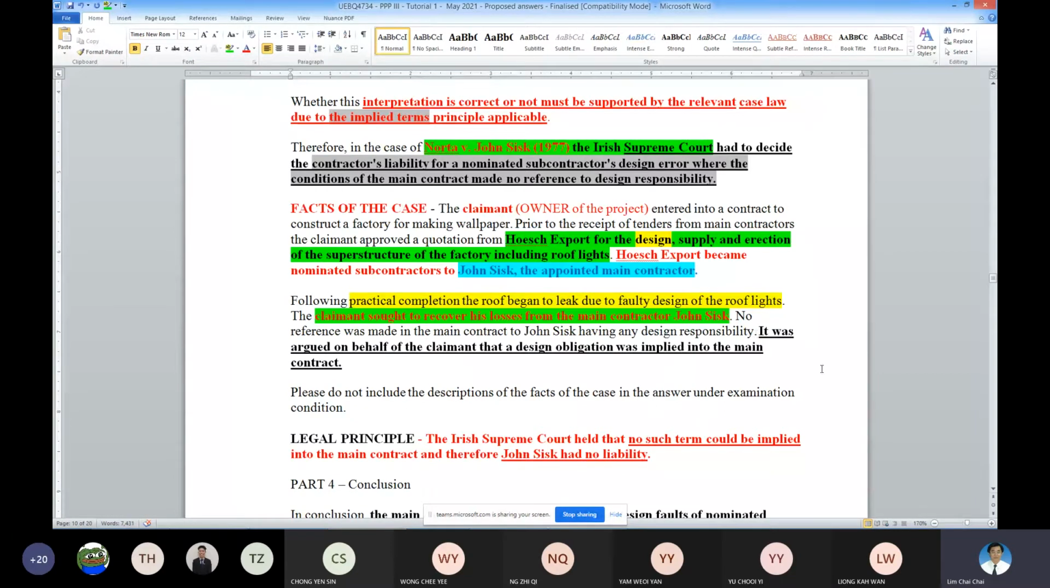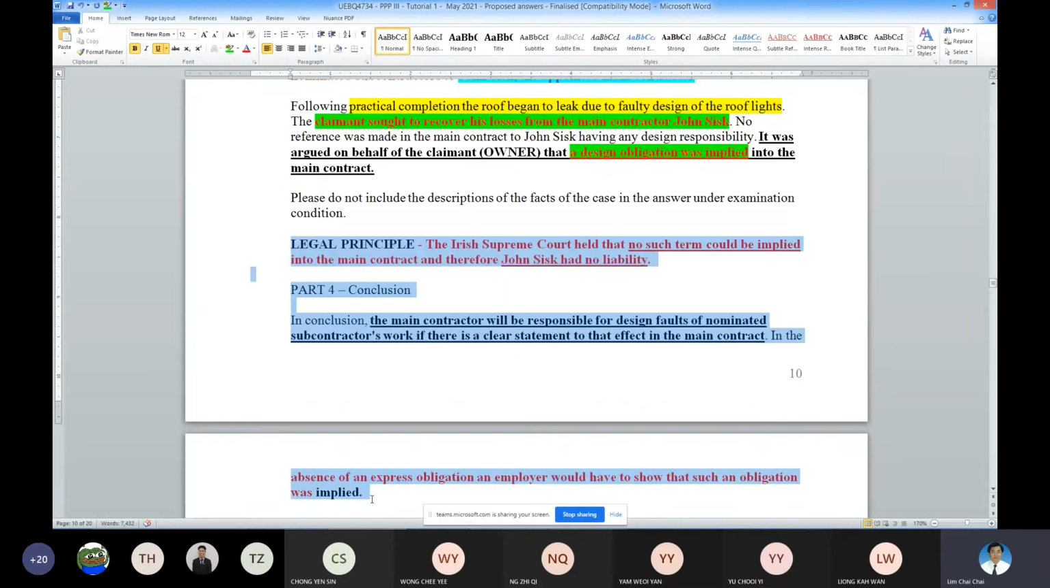It was argued on behalf of the claimant, that means the owner, that a design obligation was implied in the main contract. This is the owner's so-called argument. Okay, so the owner says that although there is no express design responsibility, it is implied. Design obligation implied. That is how the owner argued the case. Okay, so whether the judge will come back to the same conclusion or not, this is the conclusion. This is the most important part. The legal principle is the most important part.